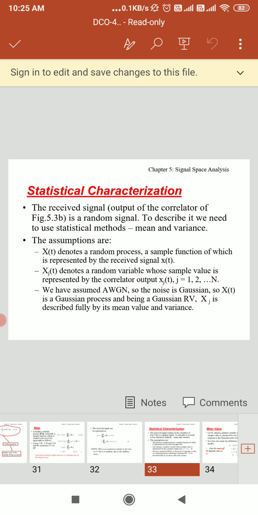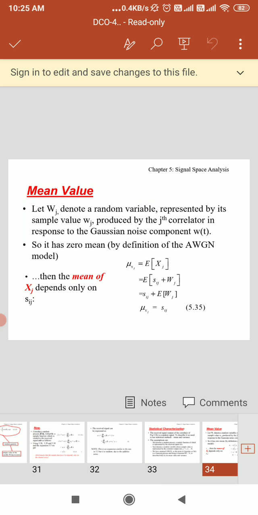So we are assuming AWGN, so the noise is Gaussian. So we can say x of t is a Gaussian process and it will bring a random variable. So we can take here xj will be described by its mean and its variance. How we take the mean and variance, this concept we have seen in our third unit, the random process: the mathematical parameters mean, variance, covariance, autocorrelations, cross correlations.